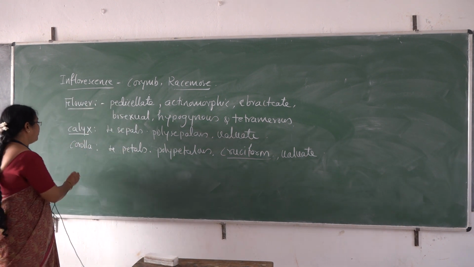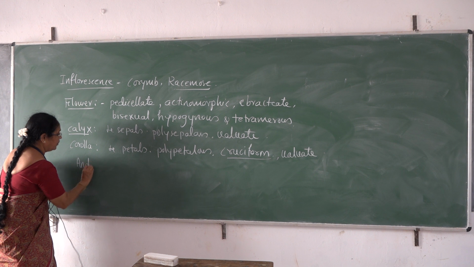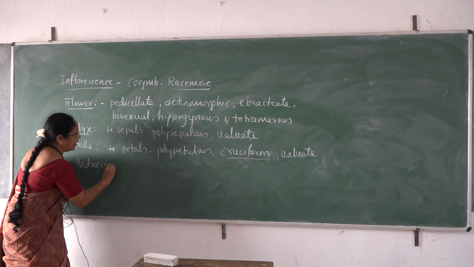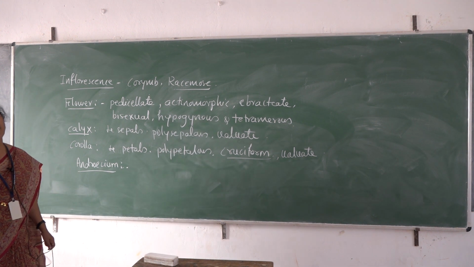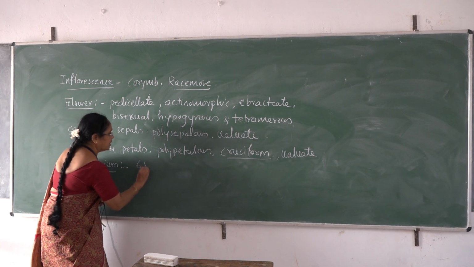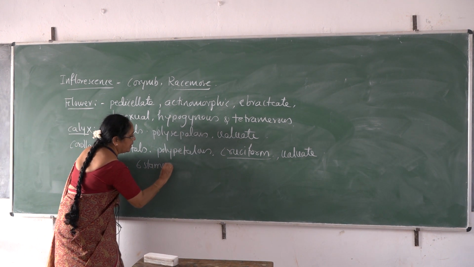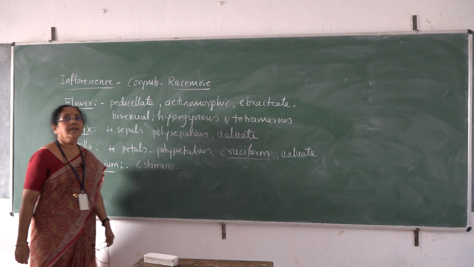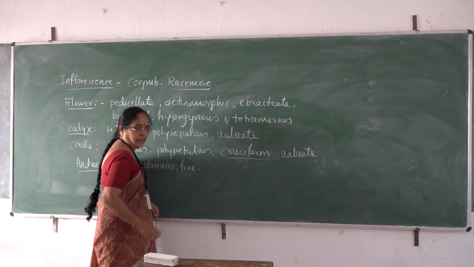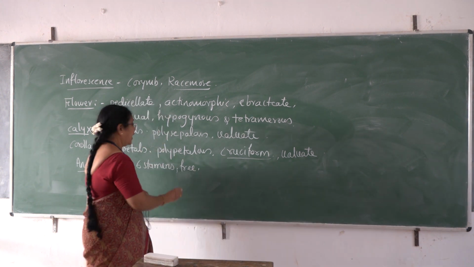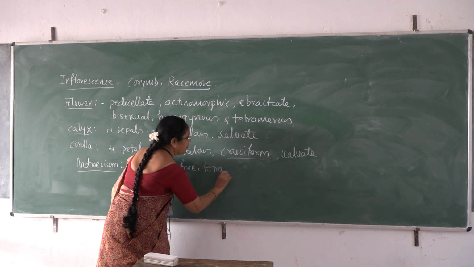The androecium of the family. Androecium, the next part of study. Androecium generally in each flower consists of 6 stamens. Stamen number is 6 and the stamens are free. All 6 stamens are free. Tetradynamous in nature.